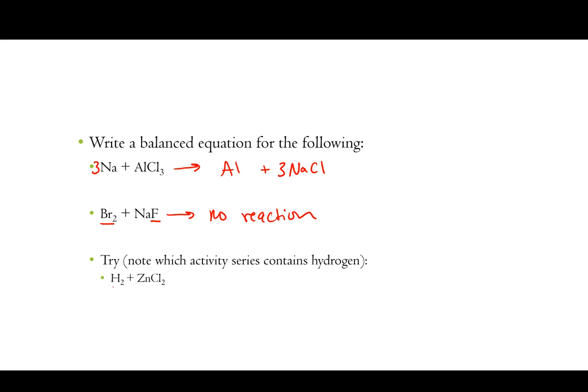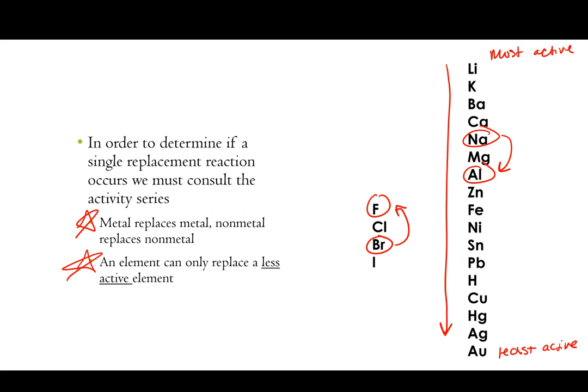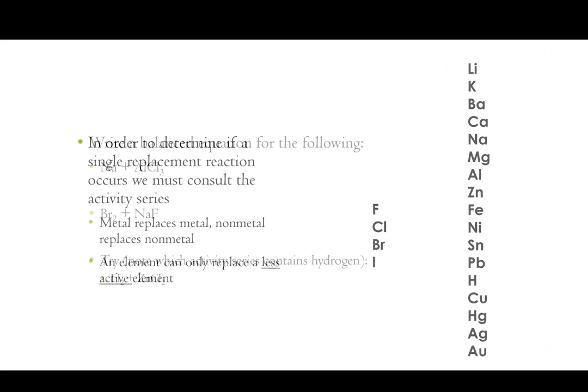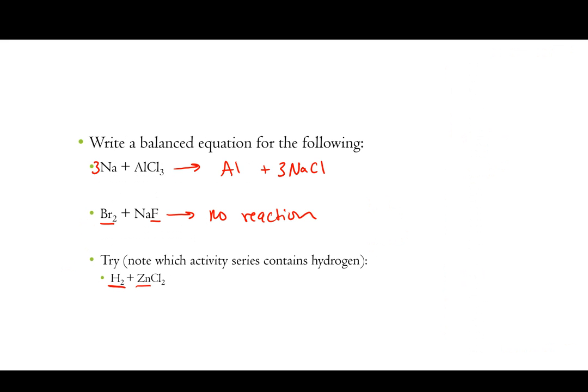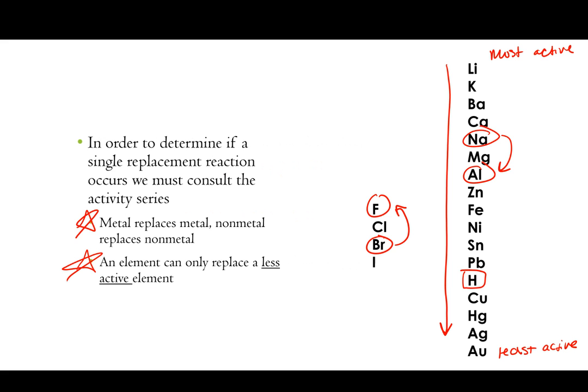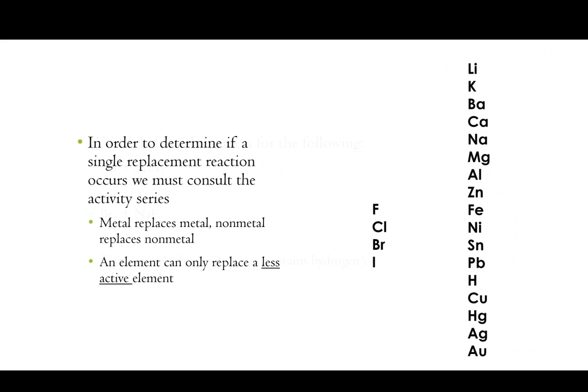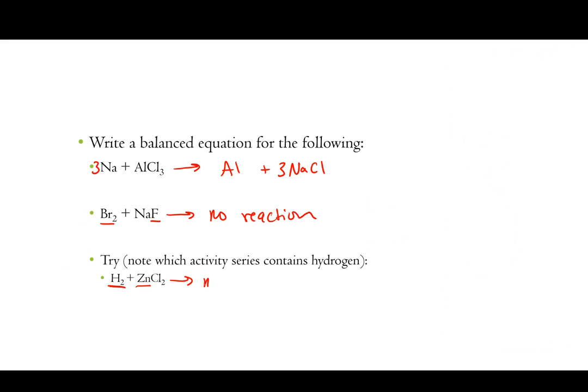In my last one here, hydrogen, now you're like, hydrogen's a nonmetal. But hydrogen is on the activity series of metals right there because it forms that +1 ion. So hydrogen is going to try to replace zinc because they're on the same activity series. So hydrogen is trying to replace zinc. It's trying to go that way. It can't. So we're just going to write no reaction.